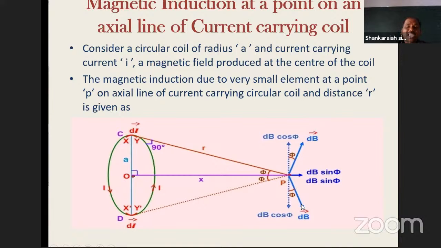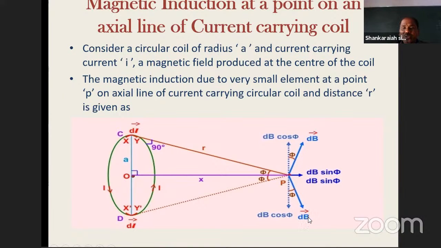dB is equal to mu naught by 4 pi, I dl sine theta divided by r square, similar concept. But here dl and r are perpendicular to each other. Theta is equal to 90 degrees. Sine 90 value is 1. So dB is equal to mu naught I dl divided by r square.